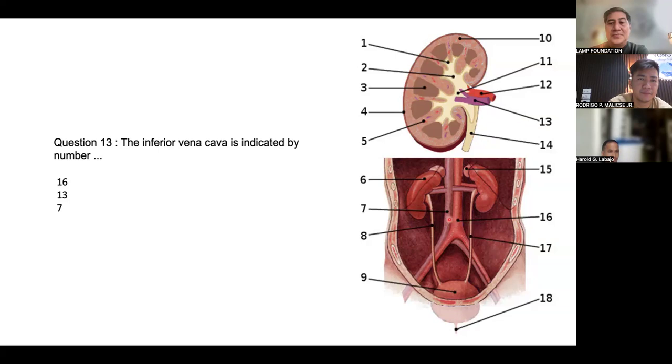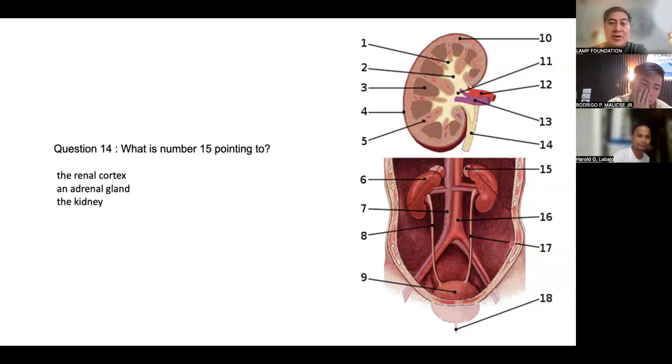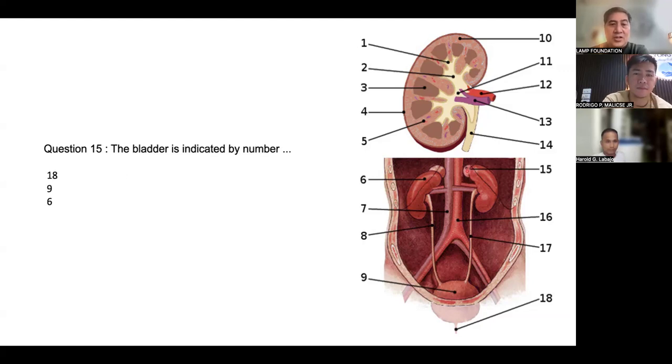So what is 16? Abdominal aorta. Diba, katabi niya si inferior vena cava. What is number 15? The adrenal gland. Yes. Bladder is what number? Number 9.